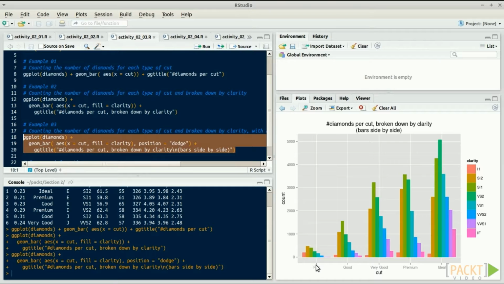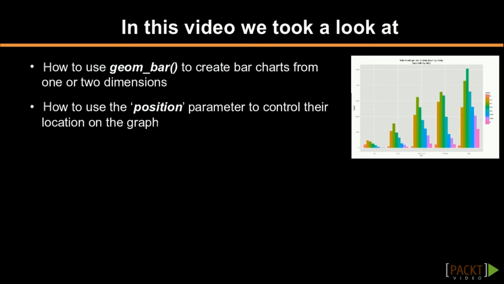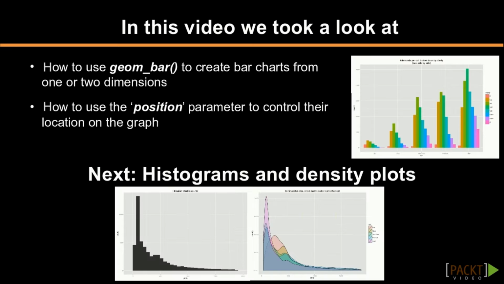Each bar now represents the diamonds for particular values of cut and clarity, and they are easy to compare because they all start from the bottom line. In this video, we've seen how to quickly produce bar charts and control their relative positions for comparing them more easily. In the next video, we'll see how to draw histograms and density plots.